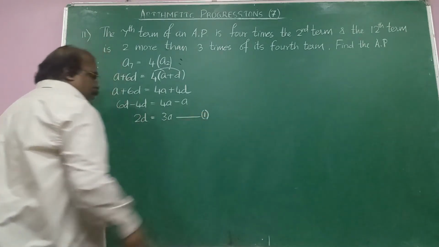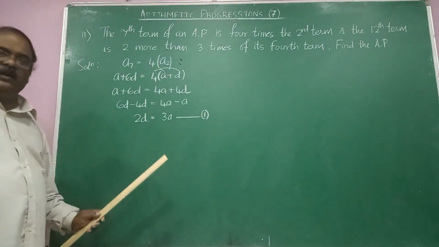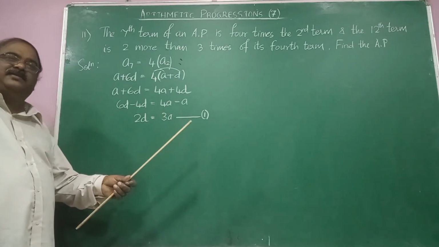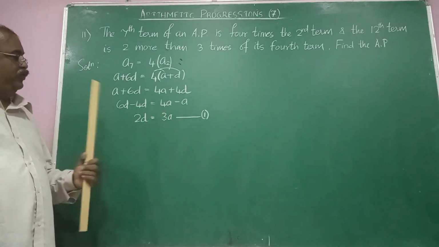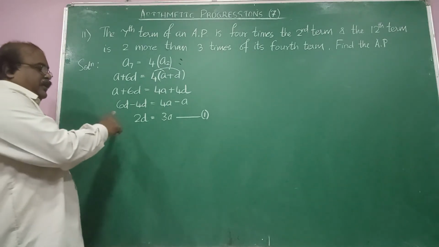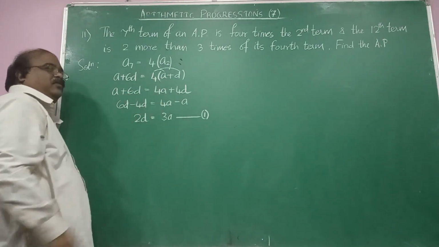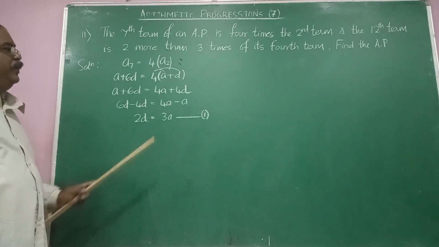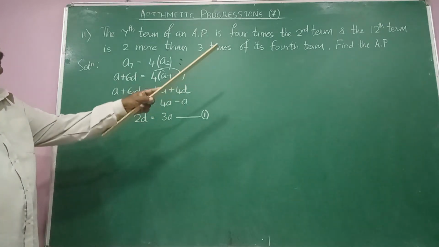I'm doing this sum in a slightly different way. I can do it like how I did the last sum also. In the last sum I took it as a simultaneous linear equation, like 3A minus 2D is equal to 0 as equation number 1. I'm doing it in a slightly different way. We go to the second condition.